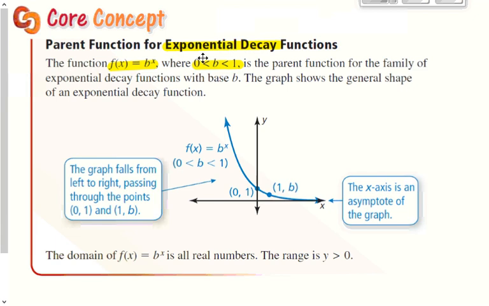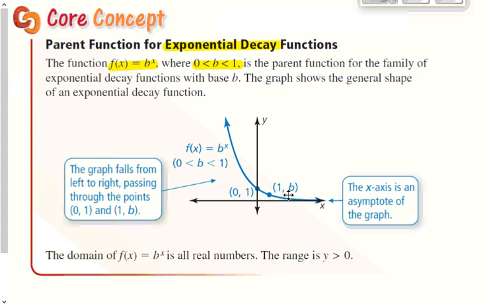All right, now looking at exponential decay. The first one was exponential growth. The second one was exponential decay. All right, so the function f of x equals b to the x. And for decay, instead of b being greater than 1, it's going to be between 0 and 1. And so that's our function for the family of exponential decay with base b.